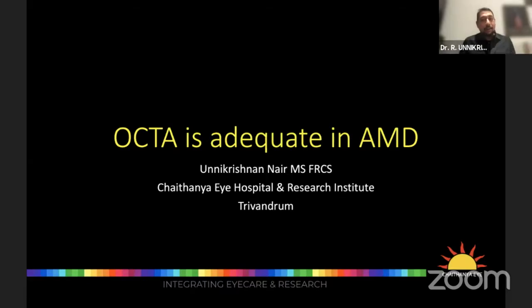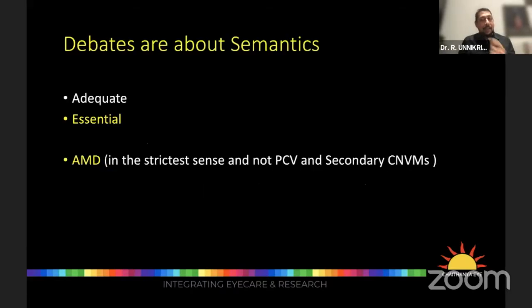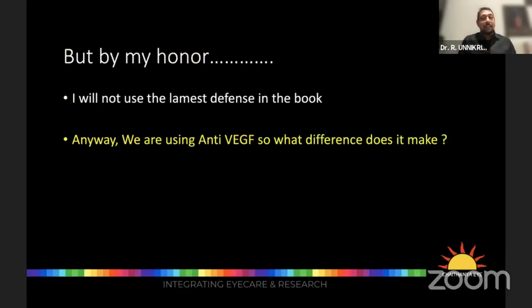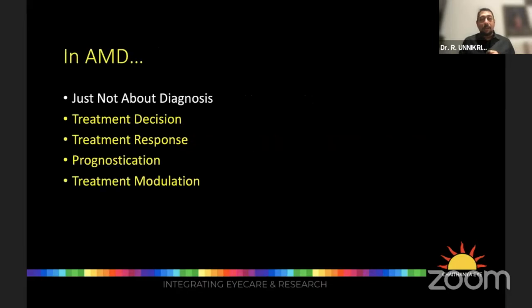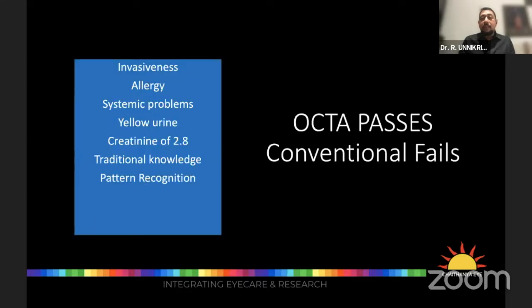So I will be talking about whether OCTA is adequate. And for the fun part of it, let me say all debates are about semantics. The terms adequate, essential, and AMD are key to success in this debate, I believe. We will not use the lamest excuse, that we're using anti-VEGF, therefore we do not need to do imaging properly. In AMD, it is not just about diagnostics. We are talking about treatment decisions, responses, prognostication, and modulation. That is where I feel OCTA passes where conventional imaging may not be adequate.